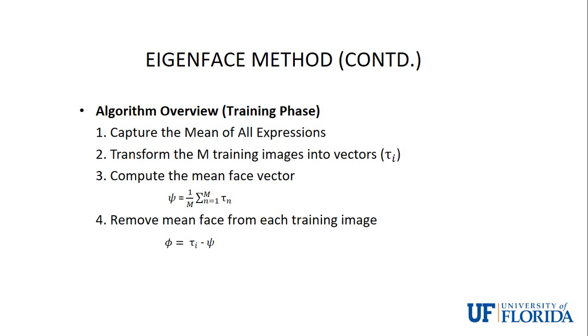Here I'm going to give an algorithmic overview of the training phase. In step 1, the mean of all 10 expressions of the subject is calculated, then transformation of the training images. In step 2, the training image is transformed into vectors. In step 3, we compute the mean of the face vectors. In step 4, we remove the mean calculated in step 3 to remove the redundant information. In step 5, we calculate the covariance matrix.